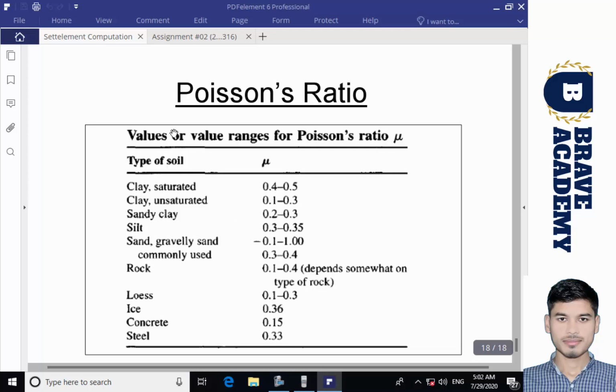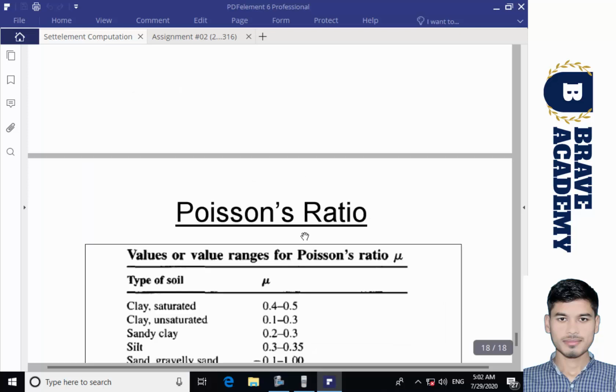And you can estimate your value for Poisson's ratio according to your soil, as in our case our soil is silty clay, so you can estimate the mu value from this table. Okay, as you can see here, for silt the mu value is 0.3 to 0.35. He used the estimated value as 0.35 in that question.